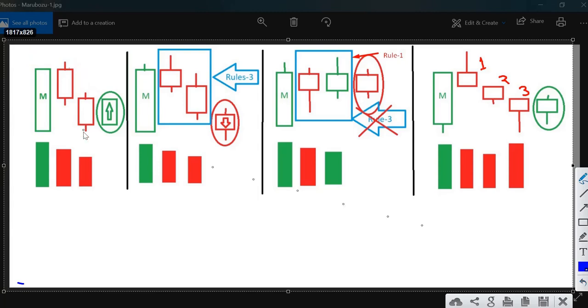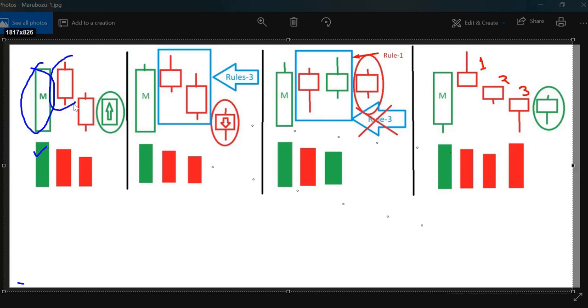Now if you see this, the first candle is a strong healthy Marubozu candle, and it has no upper wick and no lower wick. In this candle, which party is strong? In this candle, sellers are strong. That's why the next candle is red, right? This candle is a red candle, right? And this volume is the buyers' volume.